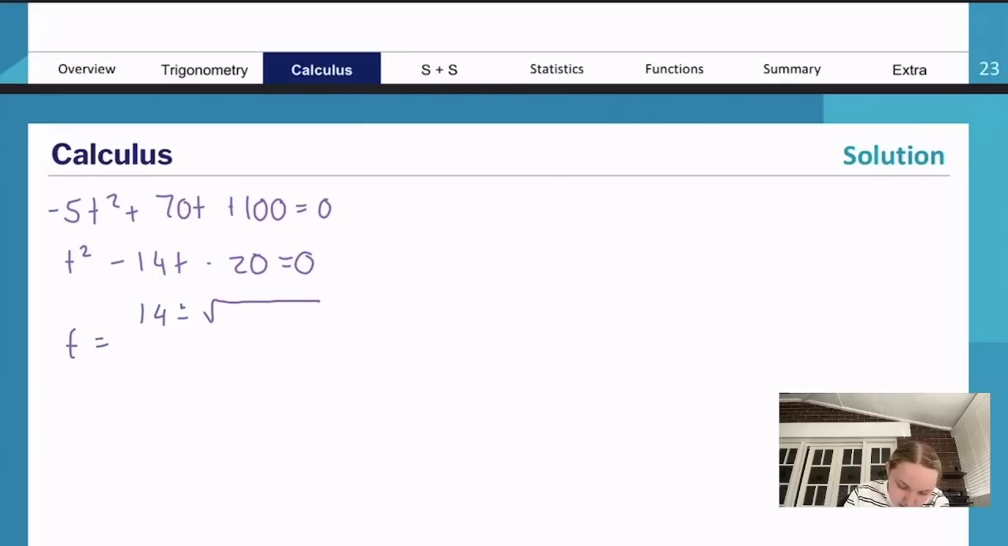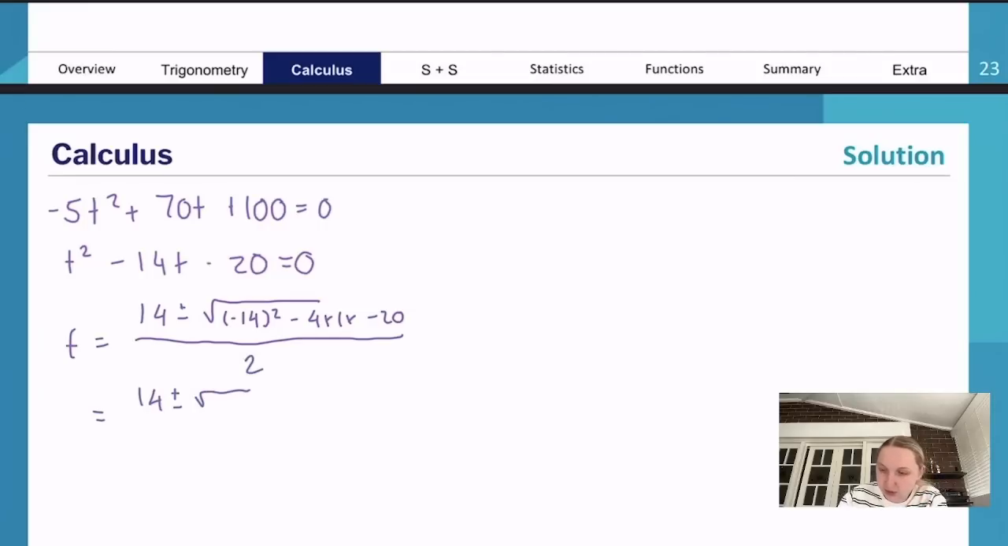Okay. So then if we solve for that, we're going to get 14 plus or minus the square root of b squared minus 4 times a times c all over 2 times a, which is going to give us 14 plus or minus. Just going to quickly work that out. If everyone wants to give this a go on their calculator as well.